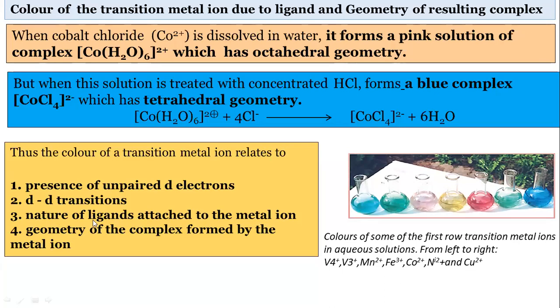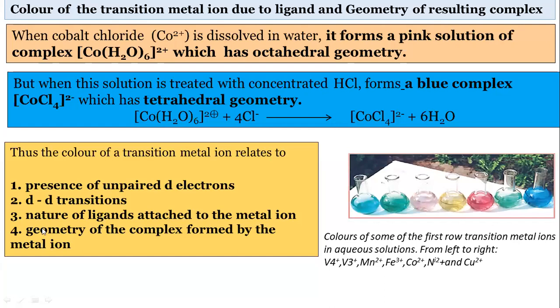Now we are familiar with this word ligand, because in coordination compounds I explained these ligands are the groups which are attached to the central metal atom and have the capacity to donate a lone pair of electrons. So which type of ligands are attached to the metal atom? The color also depends upon the nature of ligands.